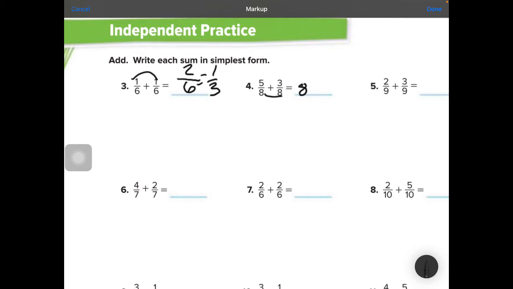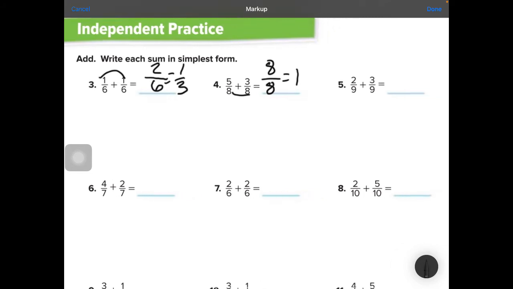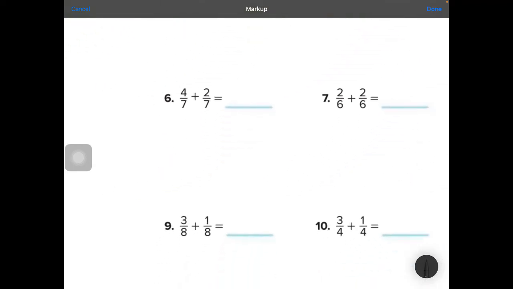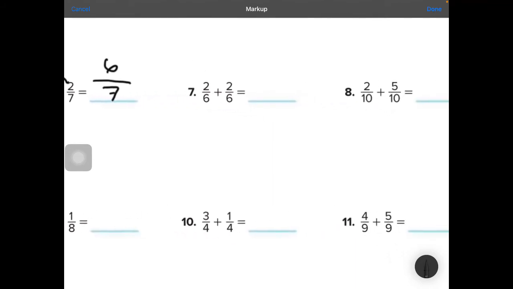Bring the 8 over as the denominator. 5 plus 3 is 8. We have 8/8, or that equals one whole number. Number 5, the denominator can be brought straight over as 9. I'm going to add 2 and 3 together to equal 5. Number 6, bring the denominator of 7 over. Then I add 4 and 2, which equals 6.